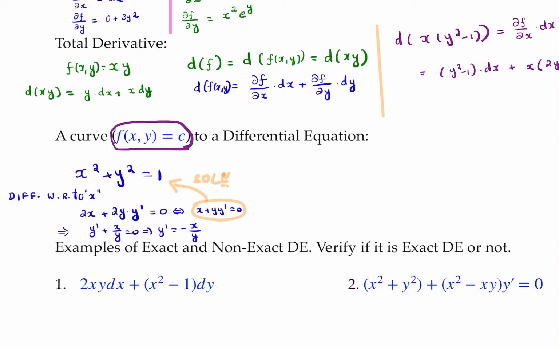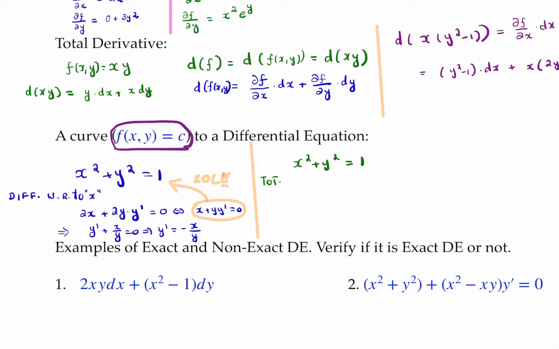So that's how we find the differential equation for which this curve will be a solution. But if we rewrite it in the total derivative sense, what would this be? I have this function, x squared plus y squared equals 1, a constant. I'm going to do the total derivative on both sides.